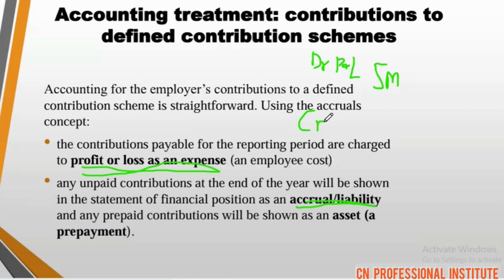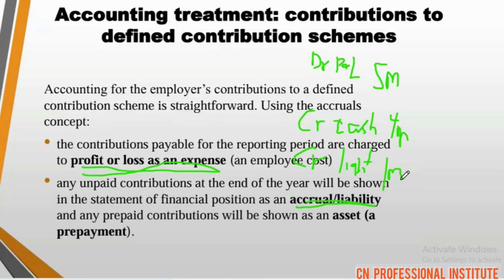So let's say out of the 5 million that they have to pay every month as your Senate contribution, your contribution to the third party, the separate fund, they paid only 4 million. So credit cash with what? 4 million. So credit cash 4 million. Are you following? And the remaining 1 million credit will go to liability because they've not finished paying. Are you following? So we credit liability with what? 1 million. If they are done paying all the 5 million, then the entry will be: debit P&L 5 million, credit cash 5 million.